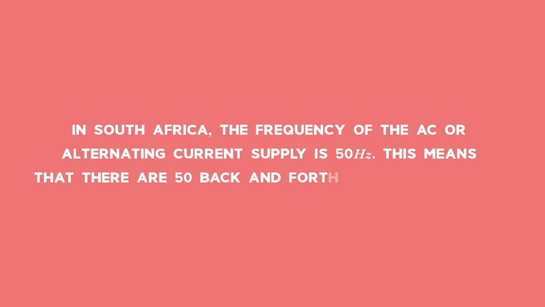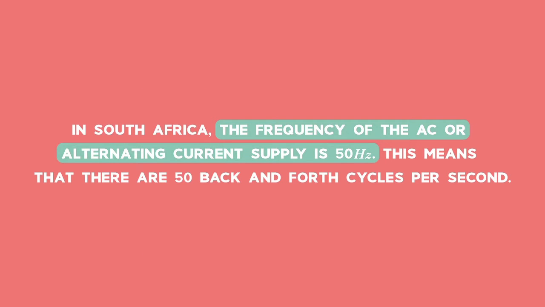In South Africa, the frequency of AC, or alternating current, supply is 50 Hz. This means that there are 50 back and forth cycles per second.